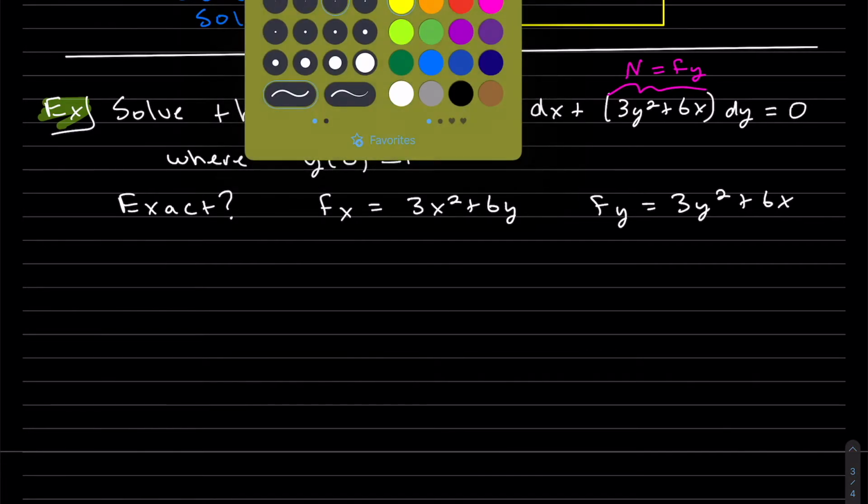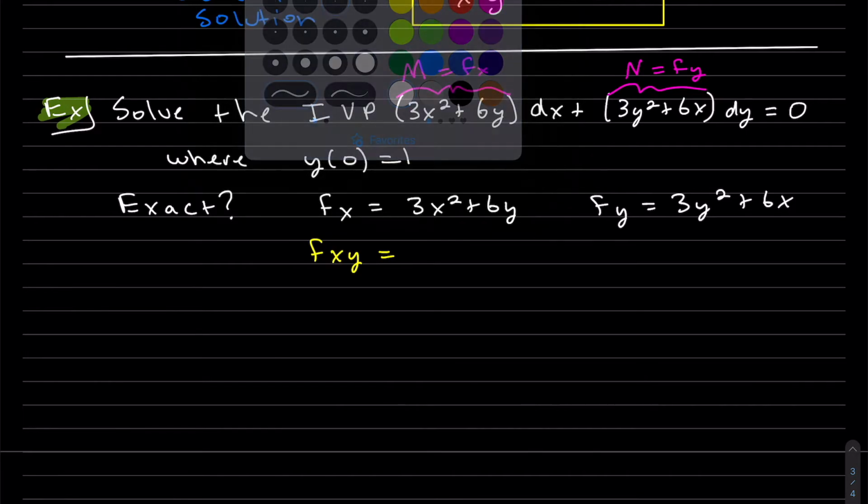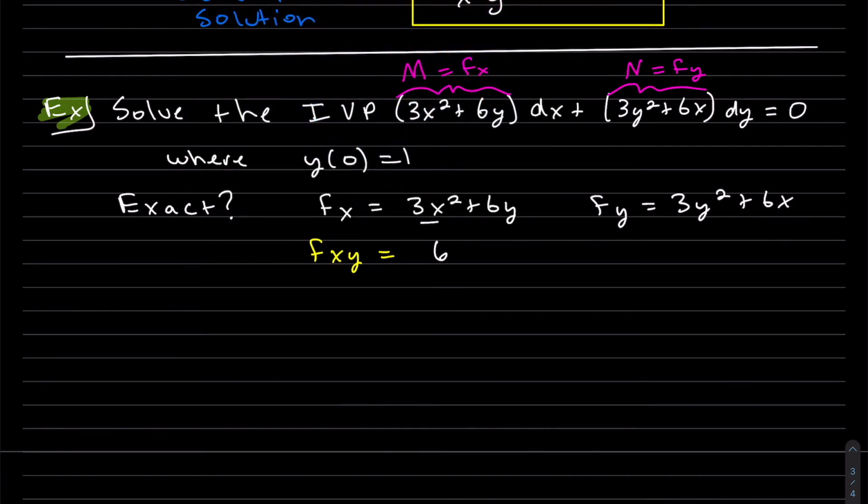So now I'm going to take on the left the f of x, and take the partial in terms of y. So that zeroes out, so it's just 6. Here I'll take the partial in terms of x. That zeroes out, it's just 6. So yes, therefore exact.